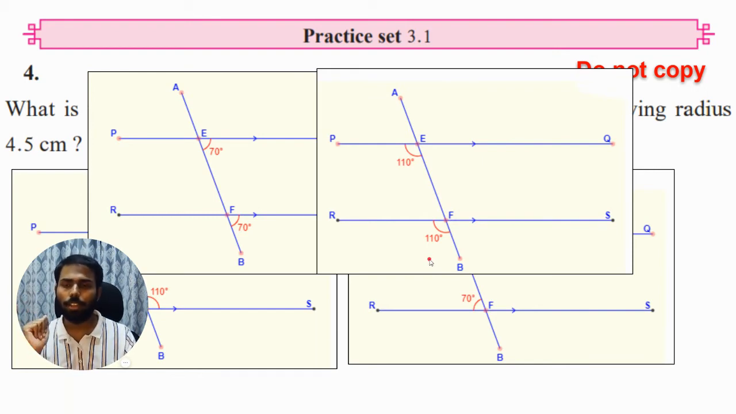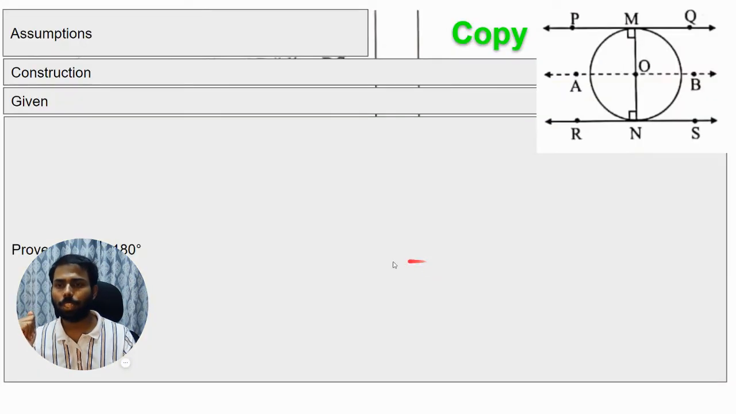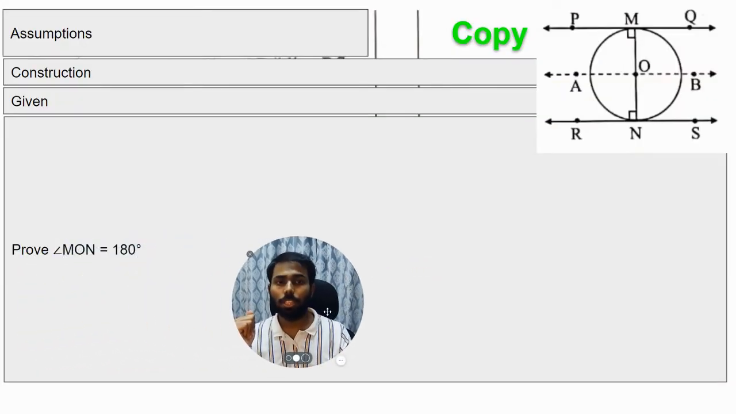Corresponding angle theorem, alternate angles, vertically opposite angles, interior angle theorem, all these theorems will generally be used throughout our geometry. These are very basic theorems which you have to know, and it should always be fresh in your mind. Okay, so these are our steps.